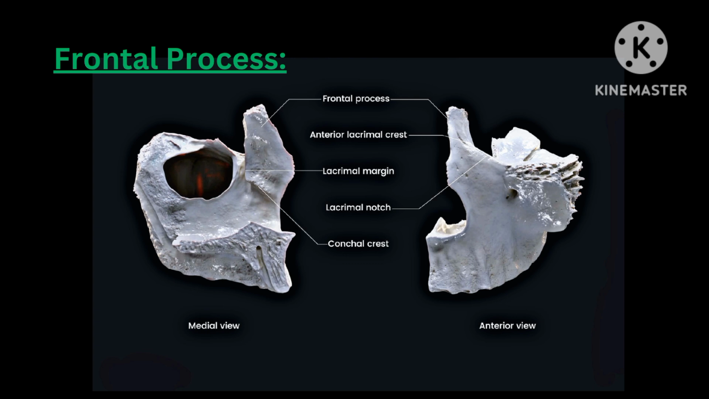The frontal process is an extension of the maxilla projecting upward, medially, and backward for articulation with the frontal bone. The frontal process of the maxilla features the lacrimal groove. Situated on the frontal process of the maxilla and the lateral surface of the lacrimal bone, the lacrimal groove participates in forming the nasolacrimal canal. It houses the nasolacrimal duct.